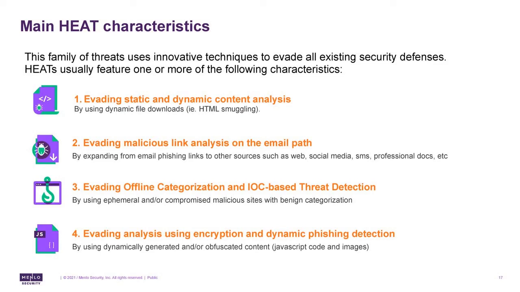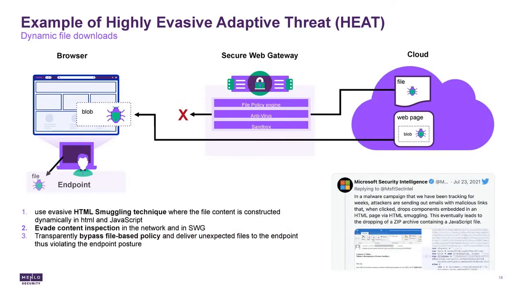They also have seen that the categorization tools that we all use on our web gateways or other proxy controls are not as effective as we would hope they could be. And so they're looking at ways to evade those categorization engines that we rely on to protect us from malicious content. And then they're also using dynamic encryption and dynamic phishing detection capabilities to avoid some of the detections that we have built into our tools as well. So let's go into a little bit more detail on all four of those.